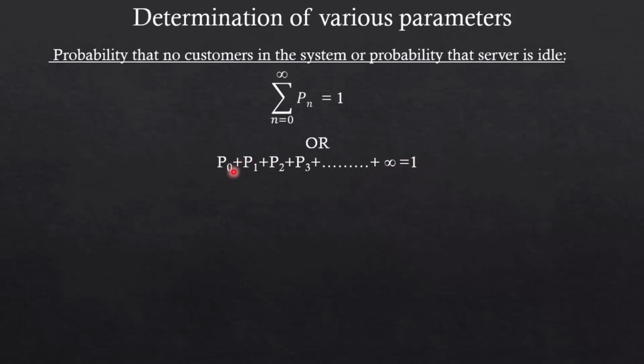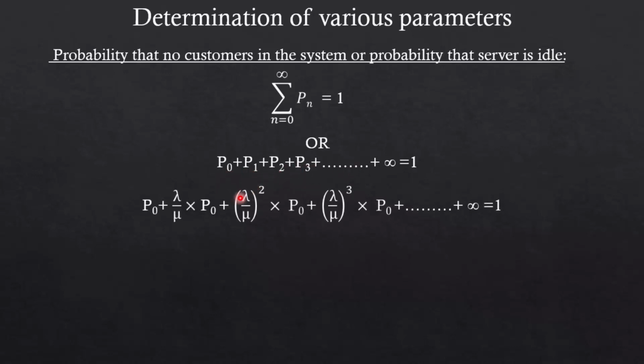Now in the previous results we have obtained expressions for P1, P2, P3 and so on in terms of P0. So let us put these values in this equation. So this is P0, and P1 is lambda by mu into P0. Similarly, P2 is lambda by mu whole square into P0. Similarly, P3 is lambda by mu whole cube into P0, up to infinity.